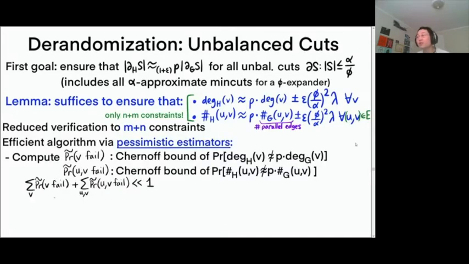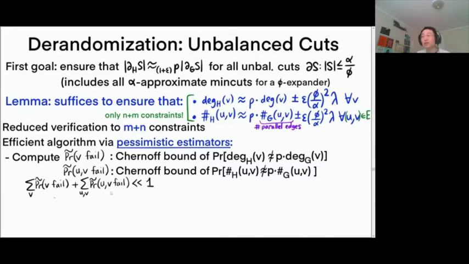So I'll give a brief overview. This will not be super important to talk about, but I'll give a brief overview of how we actually get a deterministic algorithm out of this, how to actually de-randomize the randomized construction. And this is via a concept called pessimistic estimators. Here's the very high level overview of how this works. For each of the n plus m constraints, we essentially compute an upper bound on the probability that the constraint fails. This upper bound will be based on a Chernoff bound on the failed events.